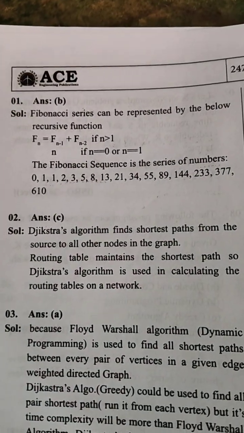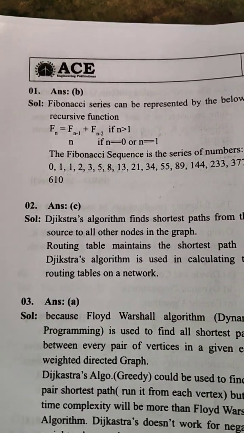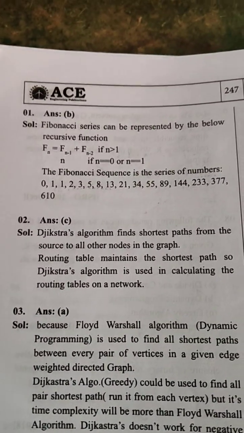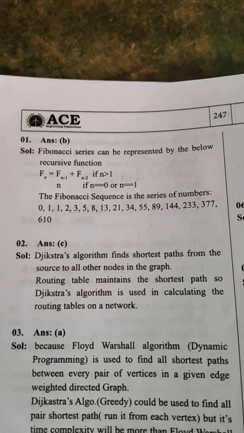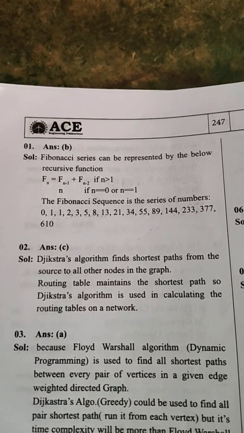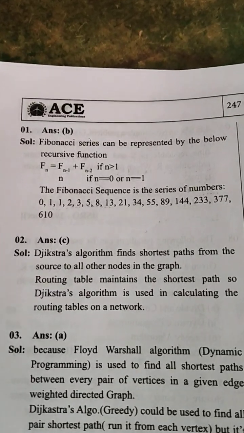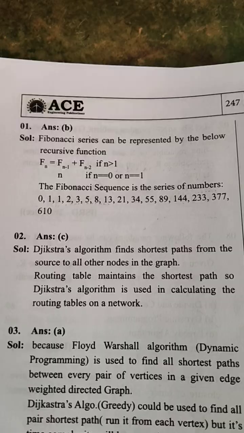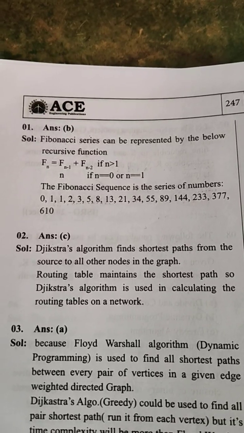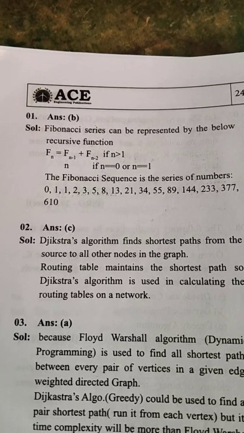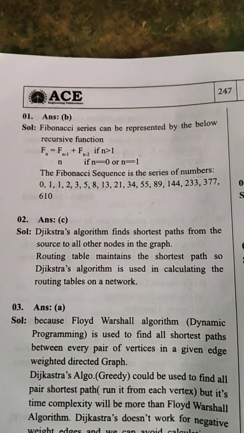The Fibonacci series can be represented by the following: f of n minus 1 plus f of n minus 2. First, two numbers are added to the preceding ones. First time n is 0, second time n is 1. If n is equal to 0 or n is equal to 1. The Fibonacci sequence of the following series is 0, 1, 2, 3, 5, 8, 13, 21, 34, 55, 89, 144, 233, 377 and 610.